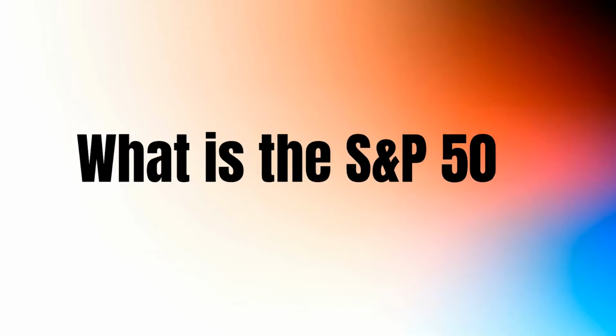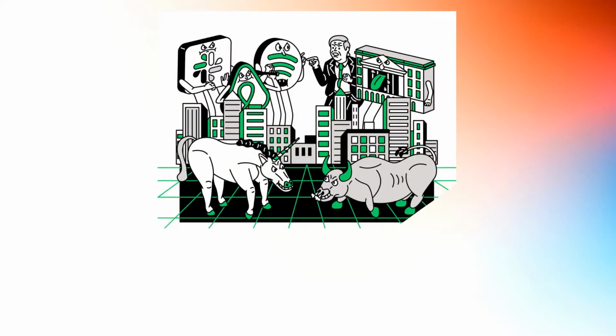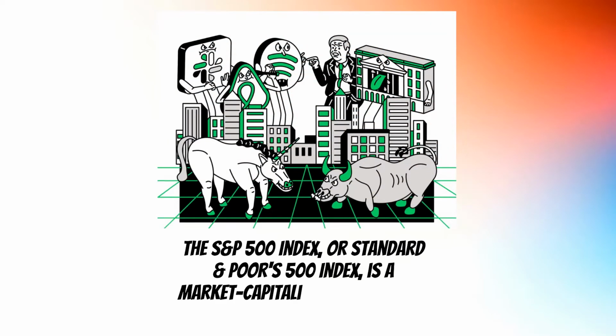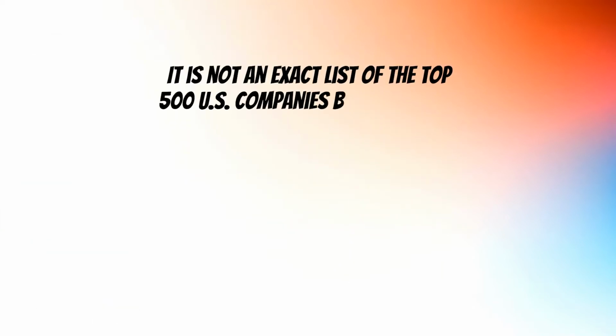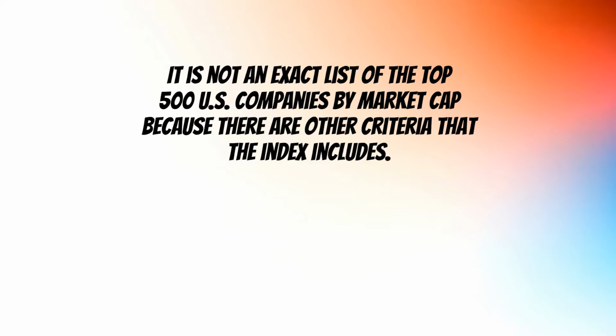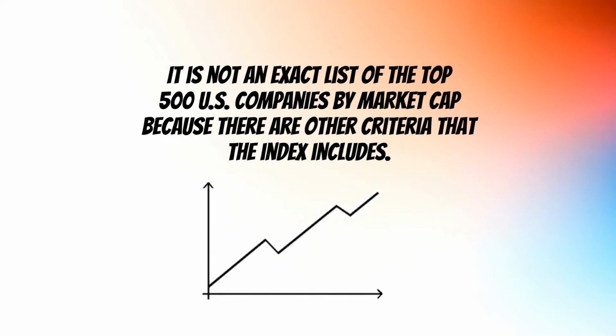What is the S&P 500 index? The S&P 500 index, or Standard & Poor's 500 index, is a market capitalization weighted index of 500 leading publicly traded companies in the U.S. It is not an exact list of the top 500 U.S. companies by market cap, but there are other criteria that the index includes.